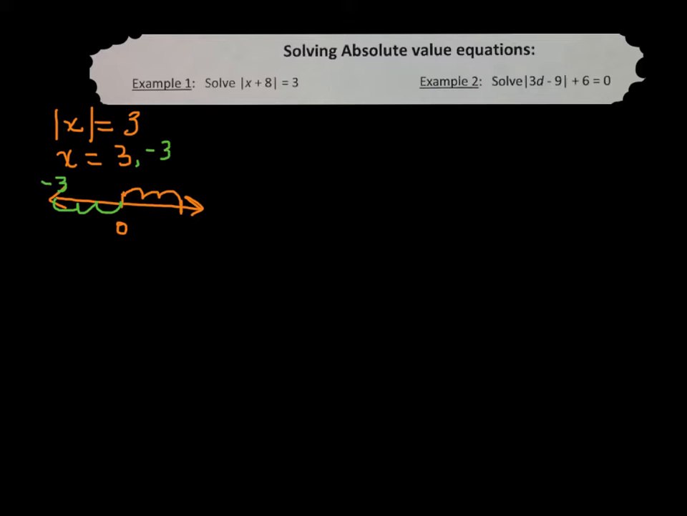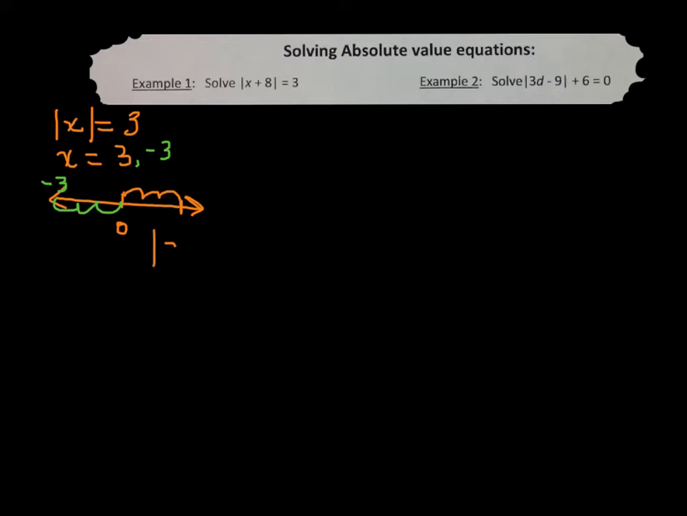So I have two numbers that fit. The absolute value of x is 3. If I plug 3 into here, the absolute value of 3 is 3. If I plug negative 3 into here, the absolute value of negative 3 is 3. Both solutions work. So let's look at example 1, and let's solve example 1.